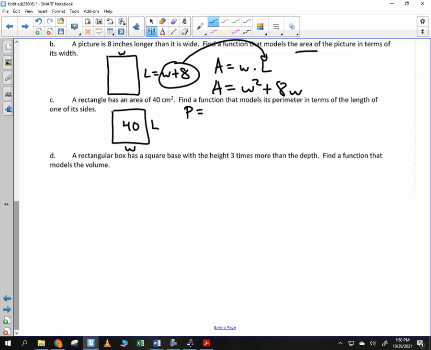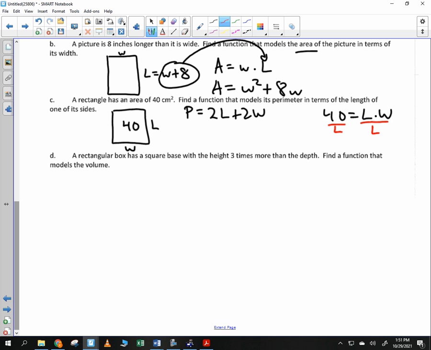Nice try. 2L plus 2W. Look at my expression. I have two variables. I want one variable. I'm going to need a second equation. Can somebody come up with an equation that involves this 40? L times W equals 40. 40 equals L times W. So I'm going to use that secondary equation in order to get rid of one of these variables. Do you want it to be L equals or W equals? Okay, so we're going to divide by L. L. That's fine.